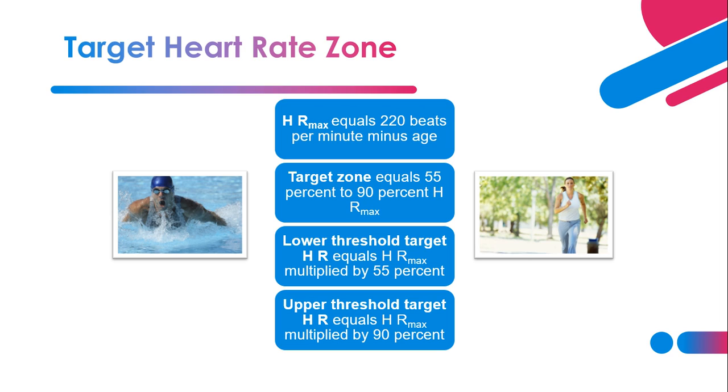For your heart rate reserve, you actually calculate in your resting heart rate. So you calculate the heart rate max and then subtract your resting heart rate, and eventually you do add that back in. So these are the two formulas that you can utilize: the target heart rate zone, or heart rate max, and the heart rate reserve.